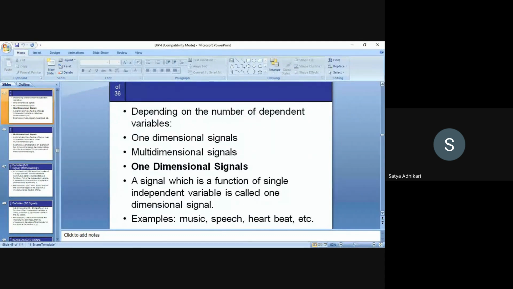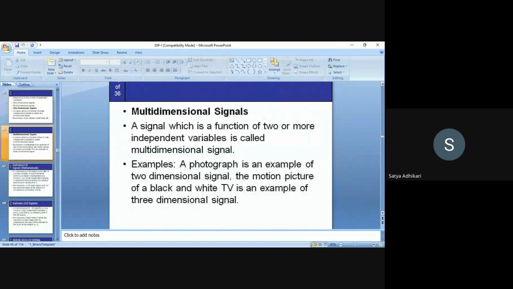Depending on the number of variables, a signal can be classified as one-dimensional, two-dimensional, or multi-dimensional. A signal which is a function of a single independent variable is called a one-dimensional signal. Music, speech, heartbeat are one-dimensional. A signal that is a function of two or more independent variables is called multi-dimensional. A photograph is an example of a two-dimensional signal.